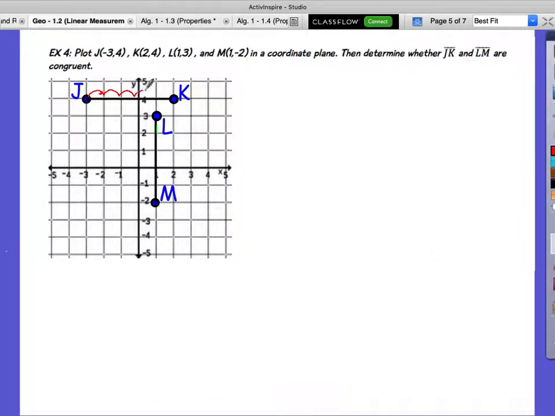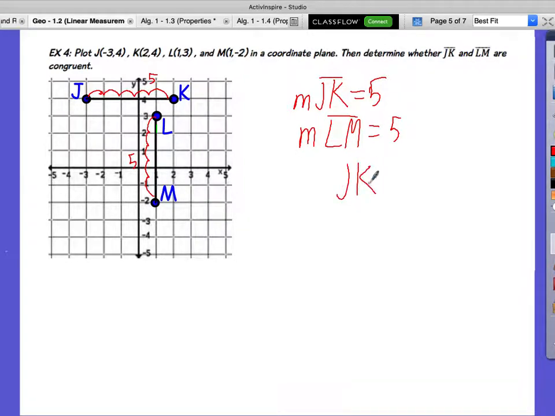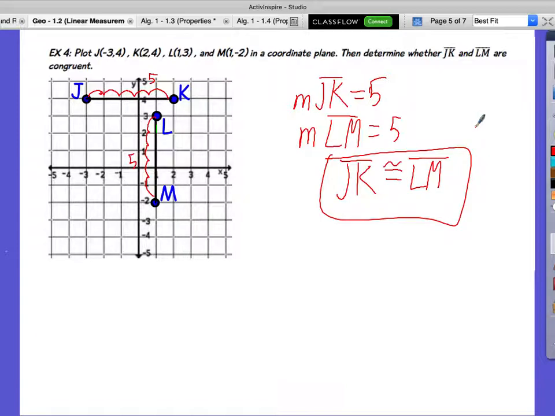1, 2, 3, 4, 5. It is 5. Okay. What is the measure of LM? 1, 2, 3, 4, 5. So we know the measure of segment JK is 5. I'm going to write this down. The measure of segment LM is equal to 5. So does that mean their measures are equal? Yes. So what can we know from that then? Congruent. So segment JK is in fact congruent to segment LM. Can I do measure JK equals 5 equals LM?